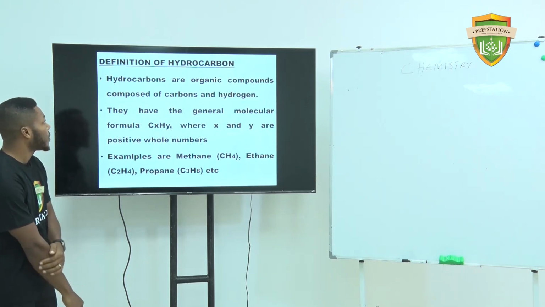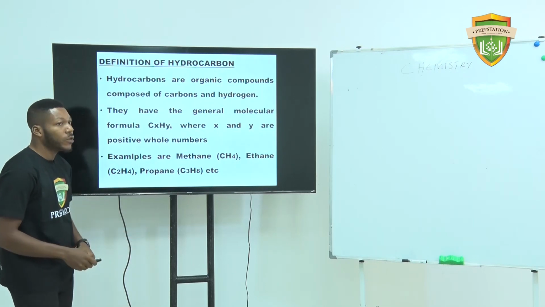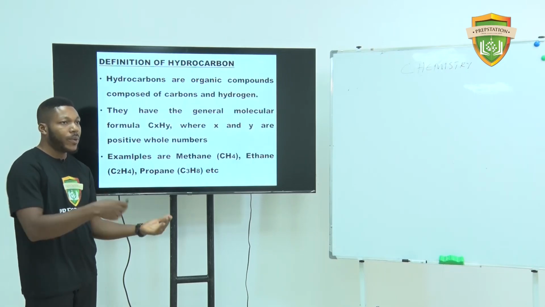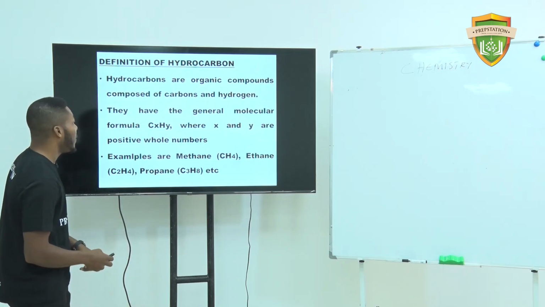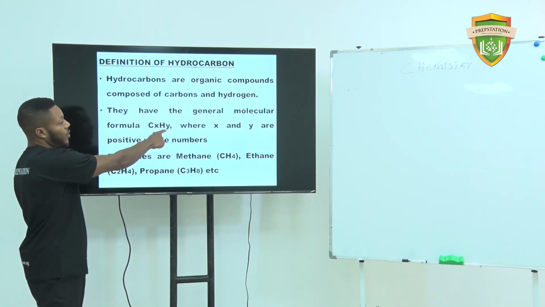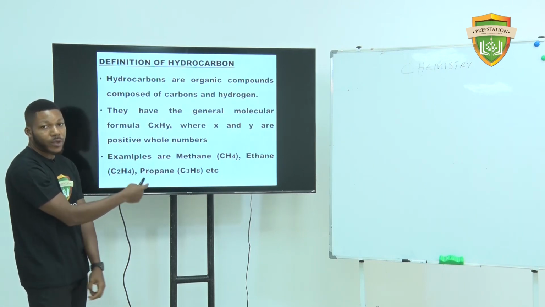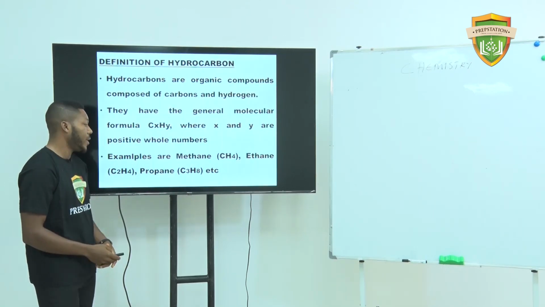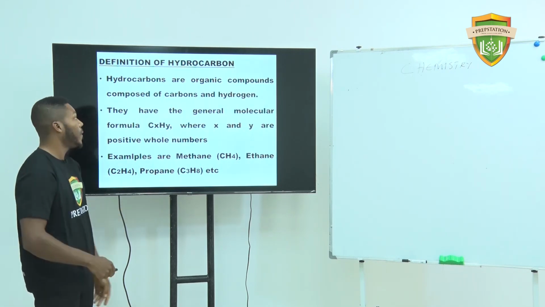Okay, definition of hydrocarbon. Hydrocarbons are organic compounds composed of only carbon and hydrogen in their chain. They are organic compounds containing only carbon and hydrogen in their straight chains. They have the general formula CxHy, where x and y are positive whole numbers. It can be 1, it can be 2, it can be 3, they must be whole numbers. Examples are methane CH4, ethane C2H6, propane C3H8, and so on.